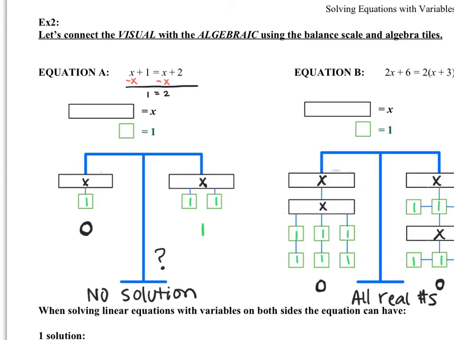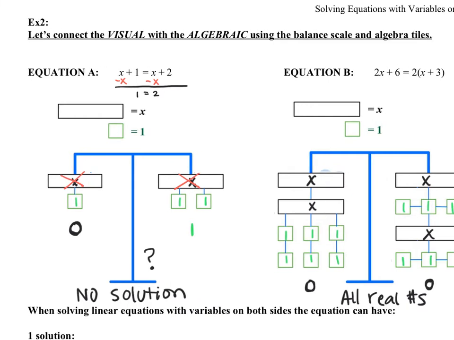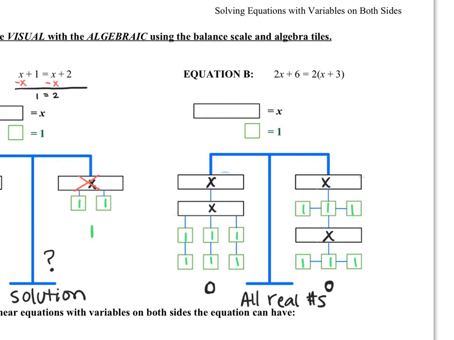Now if I go back to my visual just for a second, all I've done so far is I've taken the x away from both sides. So I've removed it here and here. And so you can see I've got a 1 equaling 2, which is not true and not balanced, so I've got no solution.